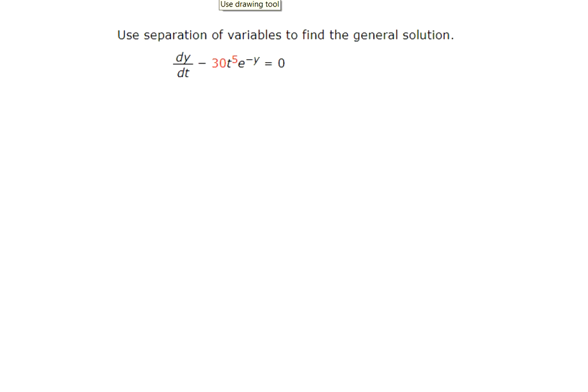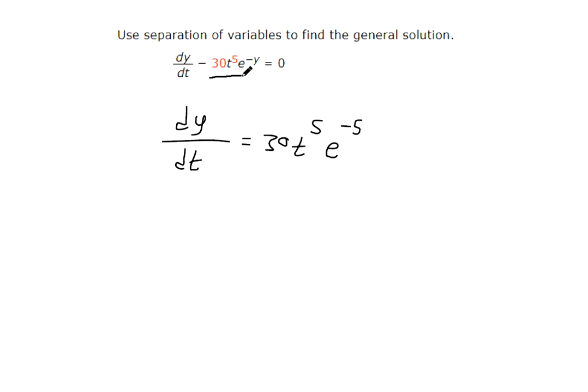When you're trying to find a solution using the separation of variables, the first thing you want to do is isolate the derivative statement. So I'm just adding 30t to the fifth e to the negative y to both sides. The reason is that way we can start splitting things up in terms of t and in terms of y, get our variables separated. And then we got e to the negative fifth. So I added that term to both sides.